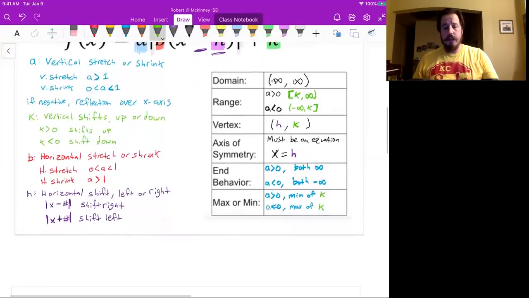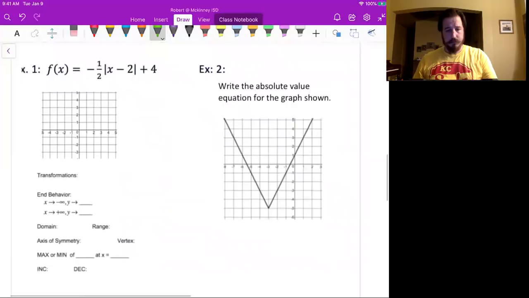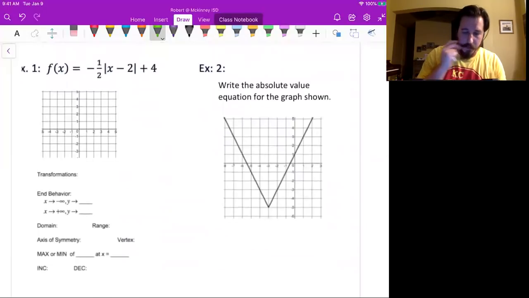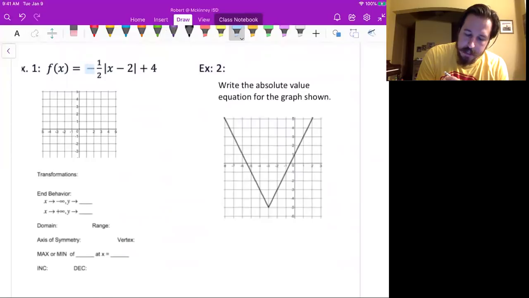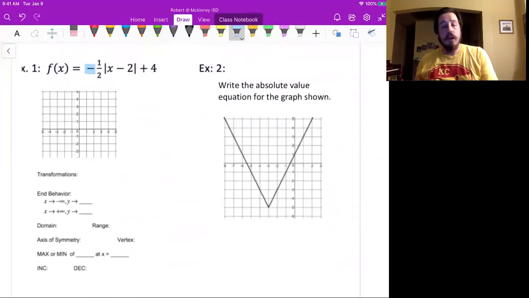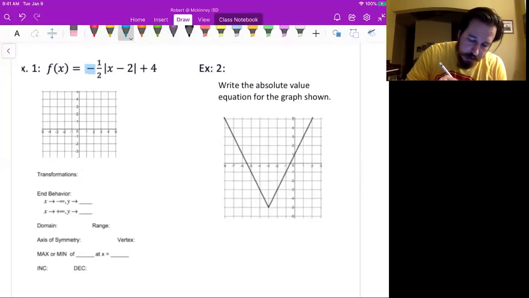So we're going to look at a few examples here. So our first example asks us to give the transformations. So first transformation we have this negative out in front. Because A is negative, we have a reflection over the x-axis.